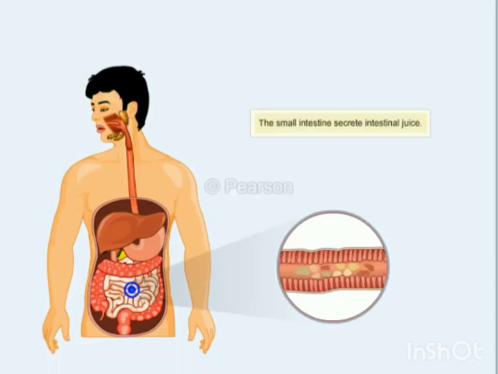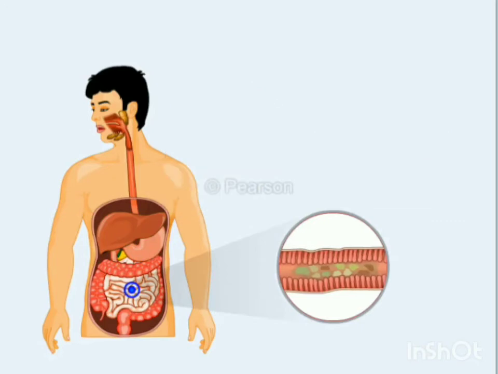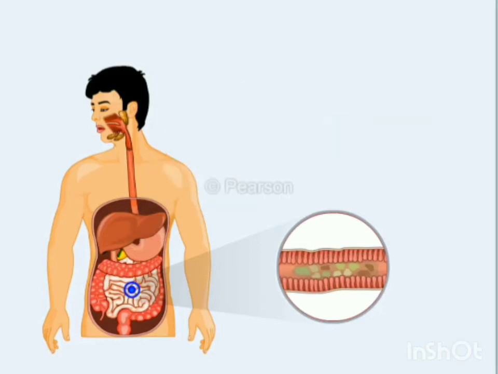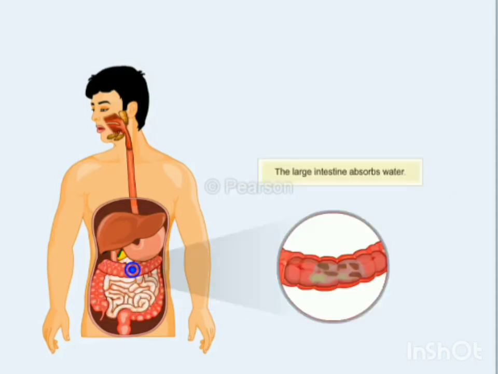Now the food reaches the small intestine, which secretes the intestinal juices. Liver releases the bile juice, and the pancreas releases the pancreatic juice into the small intestine for the digestion of food. It breaks down the food further to complete the process of digestion. Digested food is now in the form of a liquid and is absorbed into the blood through the walls of the small intestine.